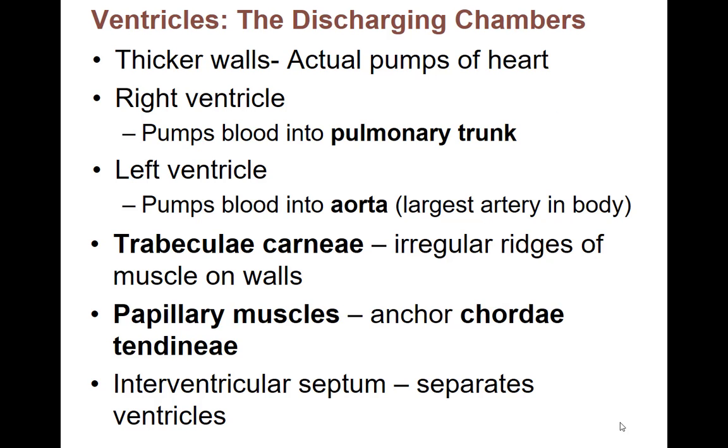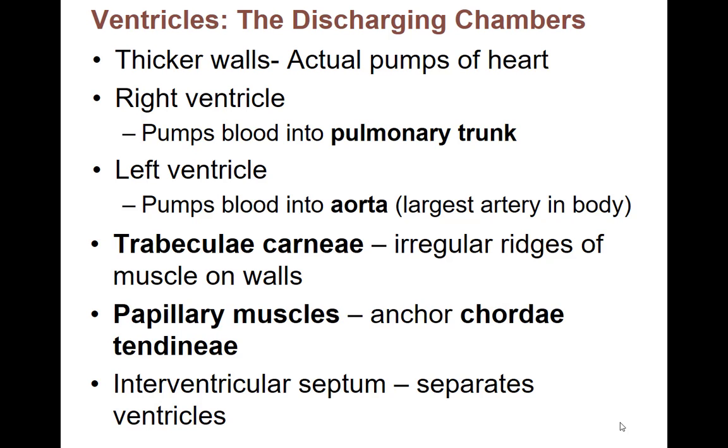Now, on the bottom, the atria were the receiving chambers, which means the ventricles in the bottom part are the discharging chambers. So atria receive the blood, ventricles pump it out. They have a lot thicker walls because they have to pump blood throughout different parts of the body. Now you have a right ventricle and a left ventricle. The right ventricle pumps blood into the pulmonary trunk, to the pulmonary arteries, and goes and gets oxygen. The left ventricle pumps blood into the aorta, which is the largest artery in the body.